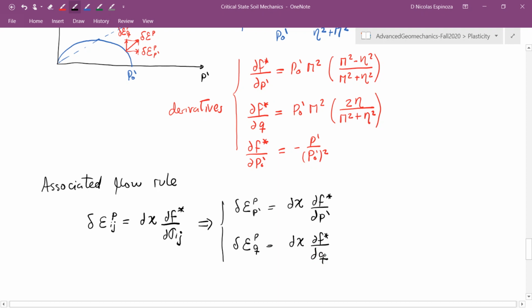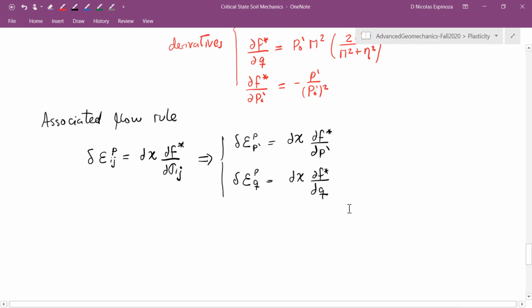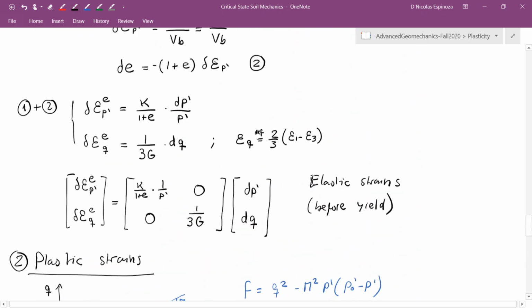Let me now use what I learned from the isotropic compression line in order to calculate the change of plastic strain with a change of mean stress. So not from the flow rule, but from the isotropic consolidation line. Notice that, let me come back over here.